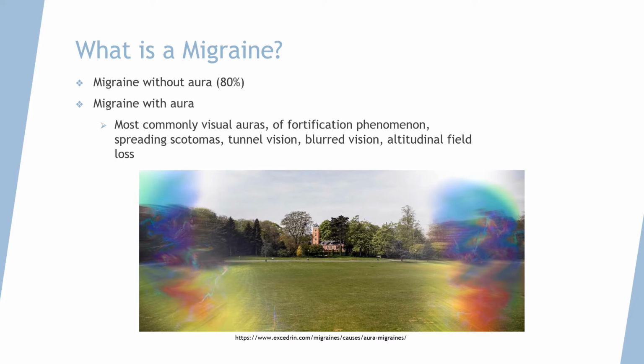Migraine can further be subdivided into whether it accompanies aura. Aura is a sensory phenomenon, most commonly visual, as shown in the picture here, but it can also be in the form of blind spots, like the spreading scotoma, can look like tunnel vision, blurred vision, and altitudinal field loss, so either superior or the inferior field.